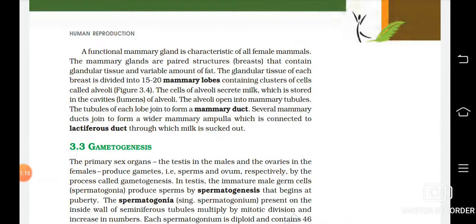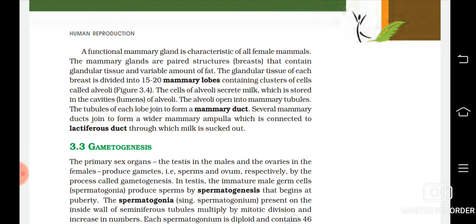Now, in addition to the major reproductive parts like the ovary, uterus, cervix, vagina, etc., another important feature of the human female is the presence of mammary glands.